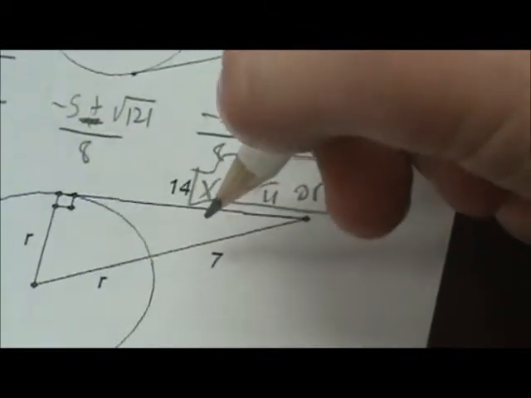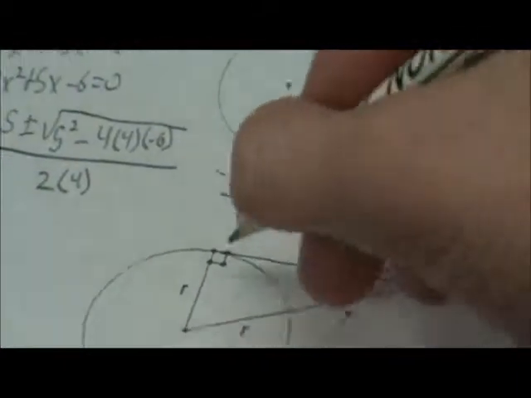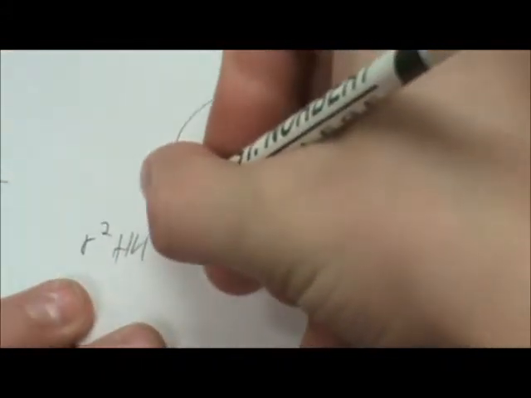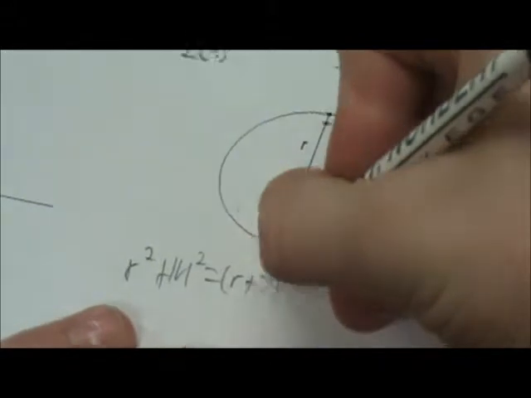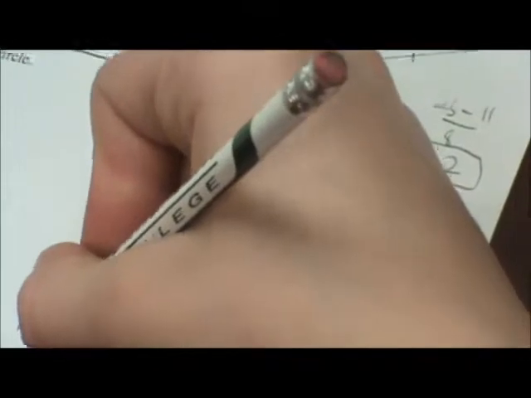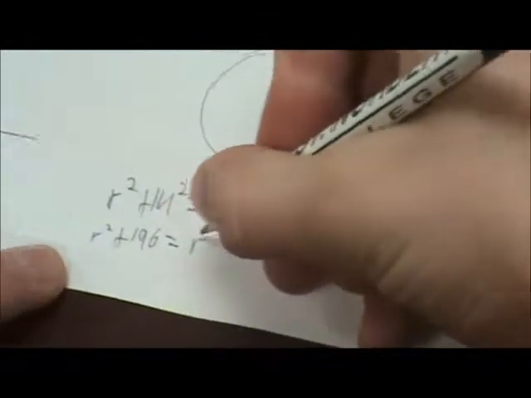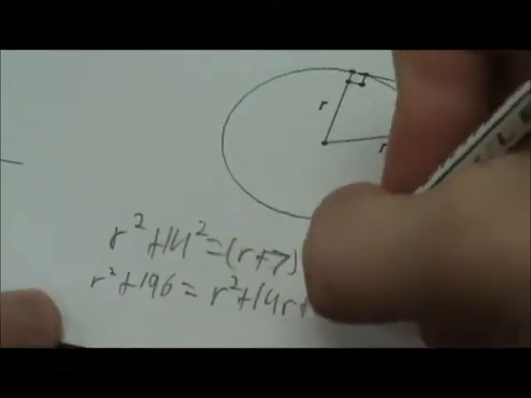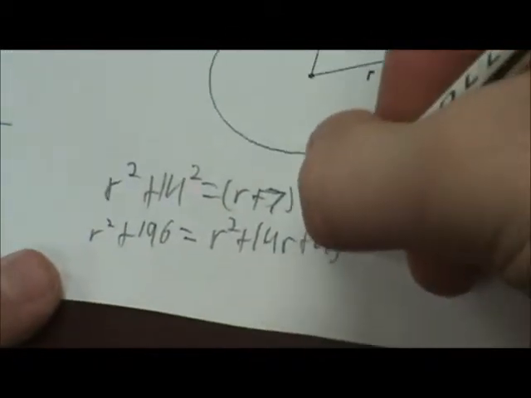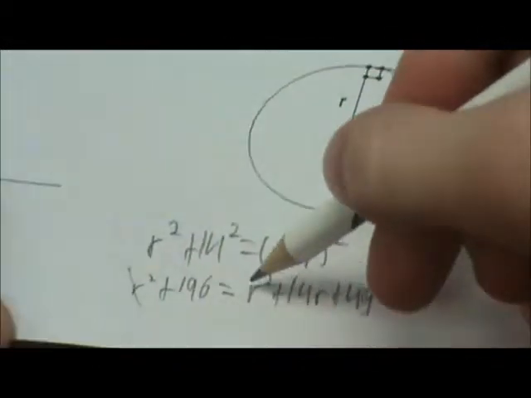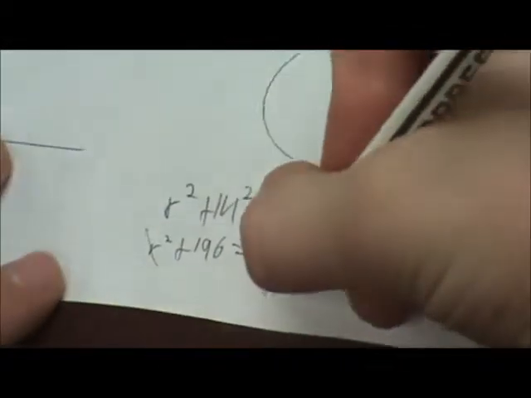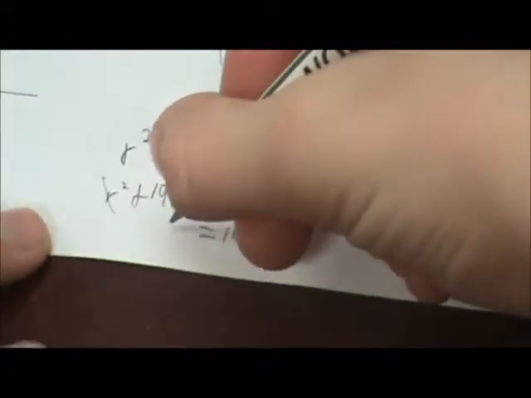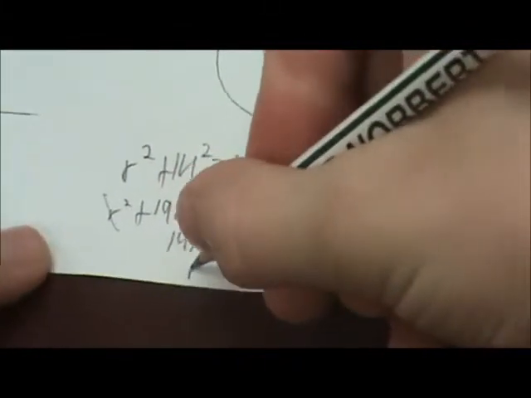Then for number 4, we have to find the radius of a circle. We know it's a right triangle, so we're going to use the Pythagorean theorem. We have r squared plus 14 squared equals (r plus 7) squared. So we have r squared plus 196, and then we FOIL out r plus 7, which is r squared plus 14r plus 49. The r squareds cancel out, and then we subtract the 49 over, so we have 147 equals 14r. Then we divide by 14, and we get r equals 10.5.